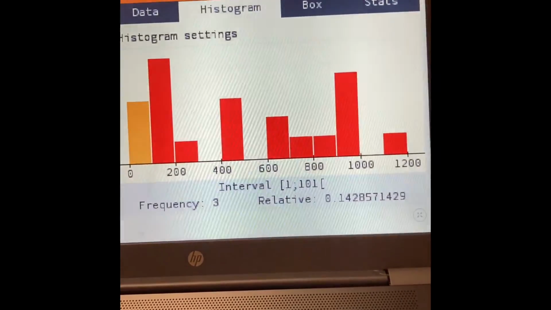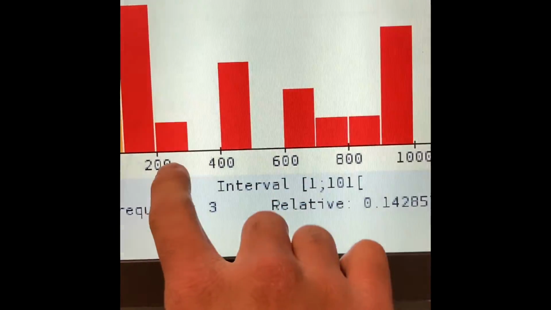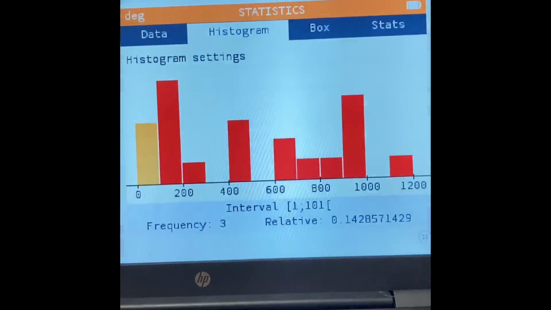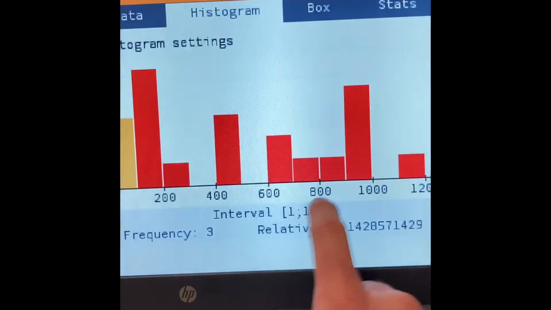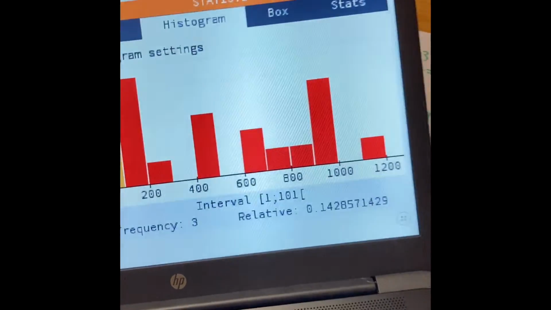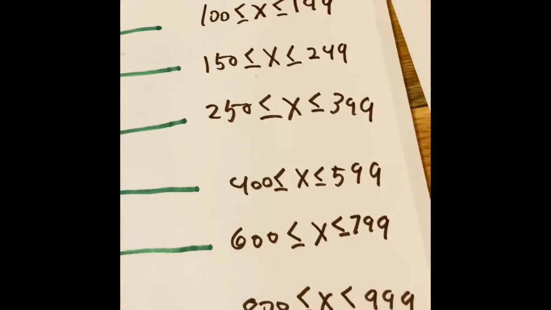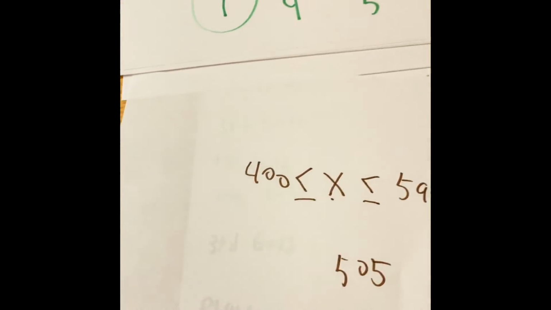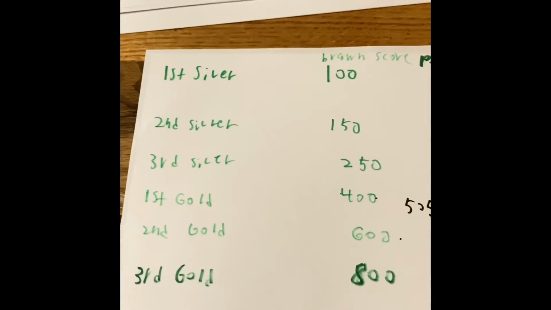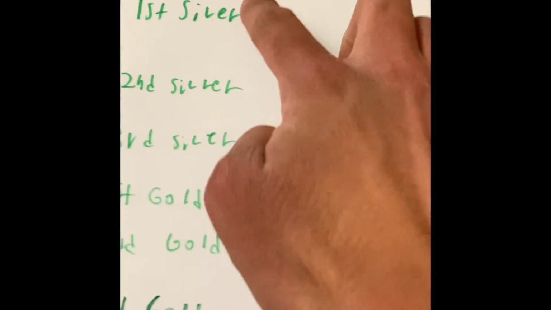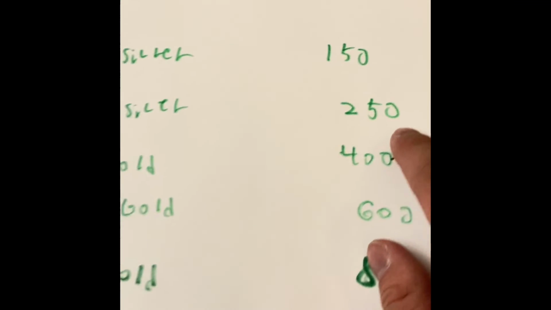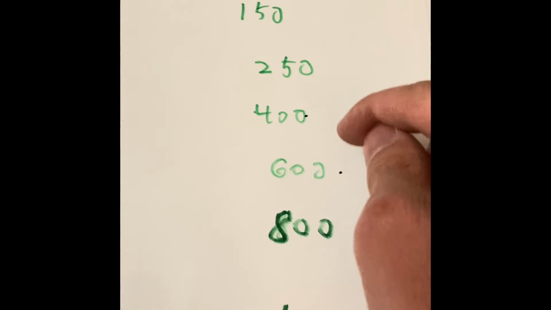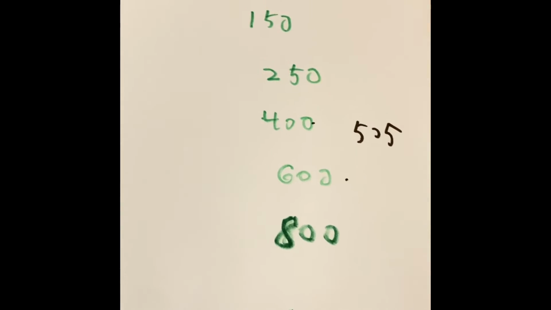So we have the histogram right here, and the bins are by 200 each, which is exactly what we want. They actually met the inequalities, and not only that, the scores that you get in the game for each medal are actually by 200, because first, second, and third silver aren't by 200, but first gold, second gold, and third gold, the differences are actually each by 200.